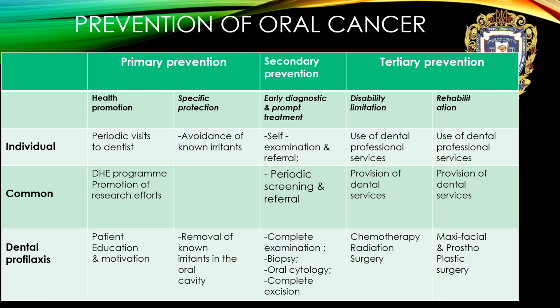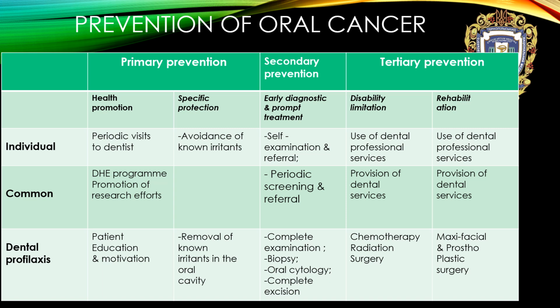At an individual level, like primary prevention, it will be periodic visits to dentist and avoidance of known irritants. Secondary prevention in individual level, self-examination and referral. And tertiary prevention for disability limitation and rehabilitation too. There will be use of dental professional services.